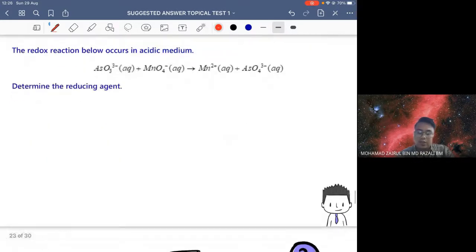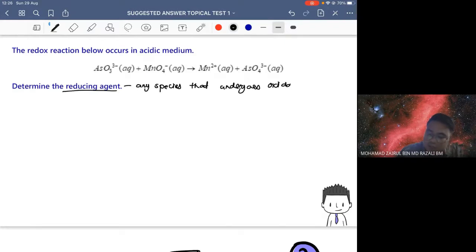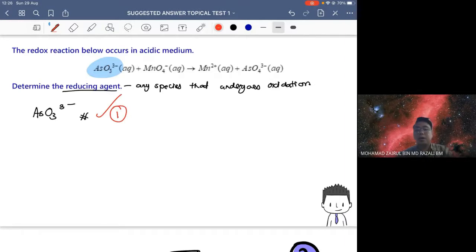Okay, so the last part of the question, determine the reducing agent. Okay, maksud dia reducing agent is any species that undergo oxidation. Dia mesti terbalik. So yang undergo oxidation kita panggil dia sebagai reducing agent. Yang undergo reduction kita panggil dia sebagai oxidizing agent. So kalau kita tengok, the one that undergo oxidation adalah AsO3 3-. So dia adalah reducing agent. So reducing agent dia adalah AsO3 3-. So ini betul, awak dapat lagi satu markah.